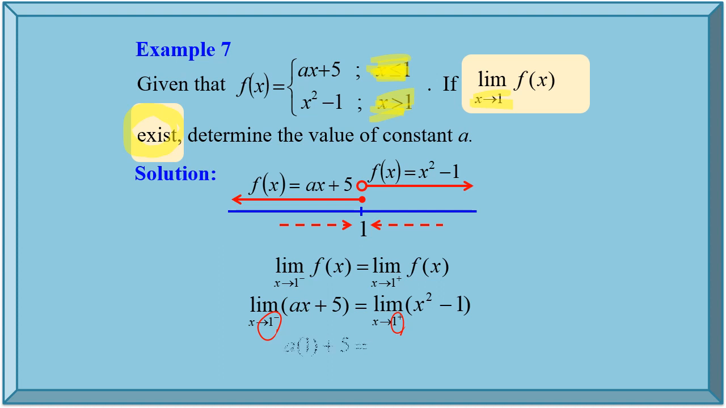So we will get 1a plus 5 equal to 1 squared minus 1. So we get a plus 5 equal to 0. This one is 0, so a is equal to negative 5. So we have the answer for example 7, which is the constant a, since the limit exists.